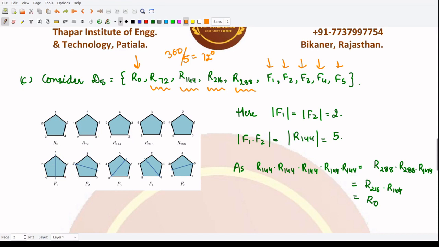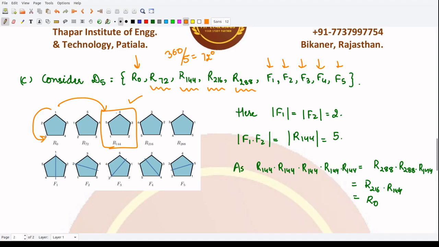Now we have to look for the order of R144. So you see, when you compose R144 with itself 5 times, you get R0. How? Let me show you. R144 into R144, so that means you have to do this thing on R144, right? So what will you get? You see, what is the change from here to here? The change is that we have shifted our system anti-clockwise 2 units, right?